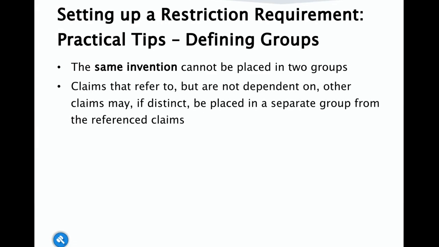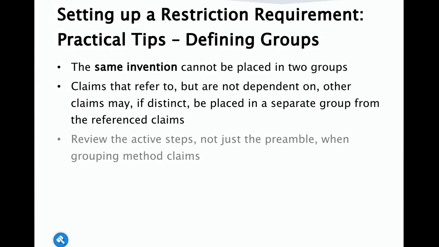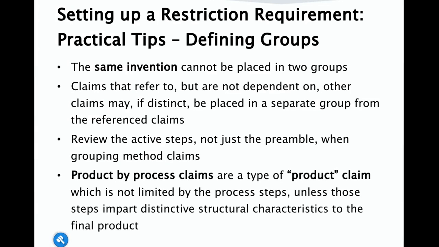When considering an apparent dependent claim, review the claim to make sure it constitutes a dependent claim under 35 U.S.C. 112d and that it does not merely refer to another claim. The body of the claim, including active steps of a process claim, should be reviewed when grouping claimed inventions. Review MPEP 2113 when possible product by process claims are included in the application under examination.